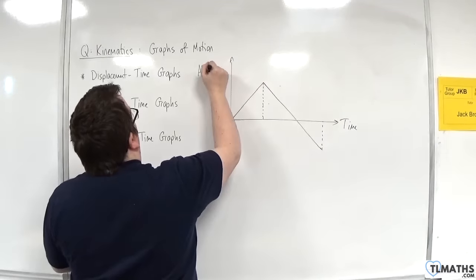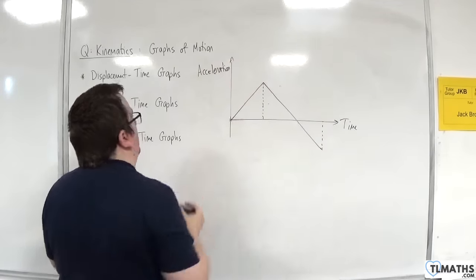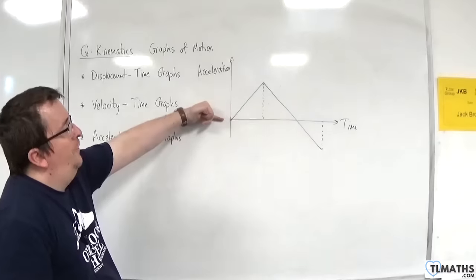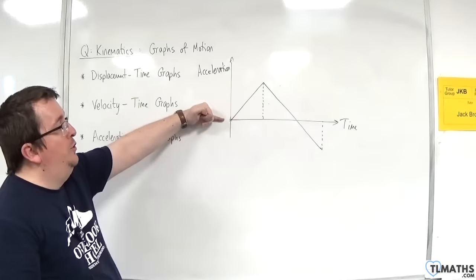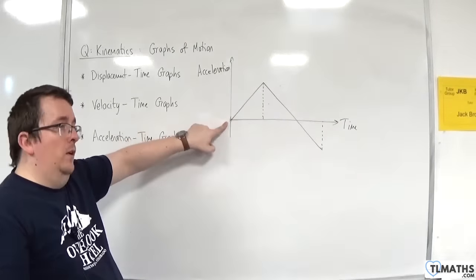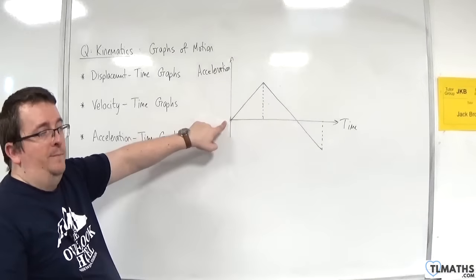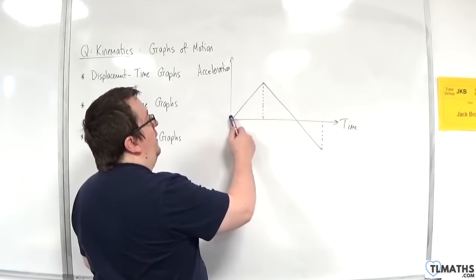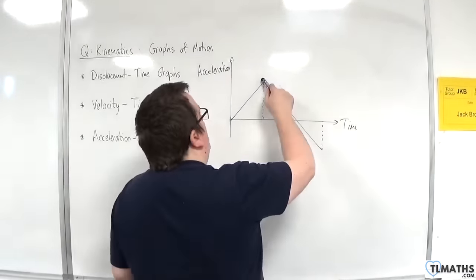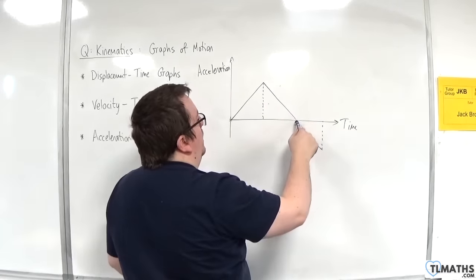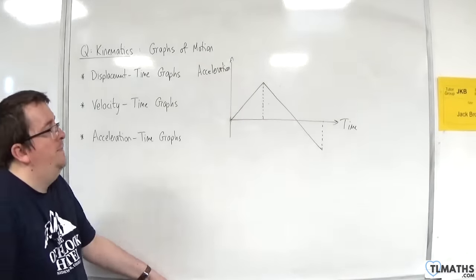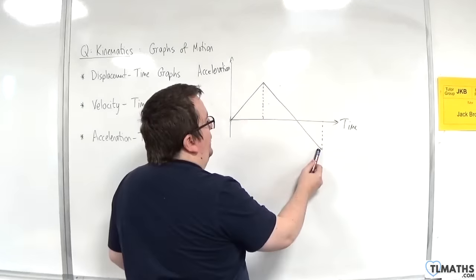Now, for acceleration, if I'm talking about accelerating now, then I start off at a constant speed. Because the acceleration is zero at that point, I could be at rest, or I could be moving at a constant speed. I don't know. But as time increases, I am getting faster and faster until I reach my maximum acceleration. And then my acceleration drops off until I get back to a constant speed. And then I start decelerating.